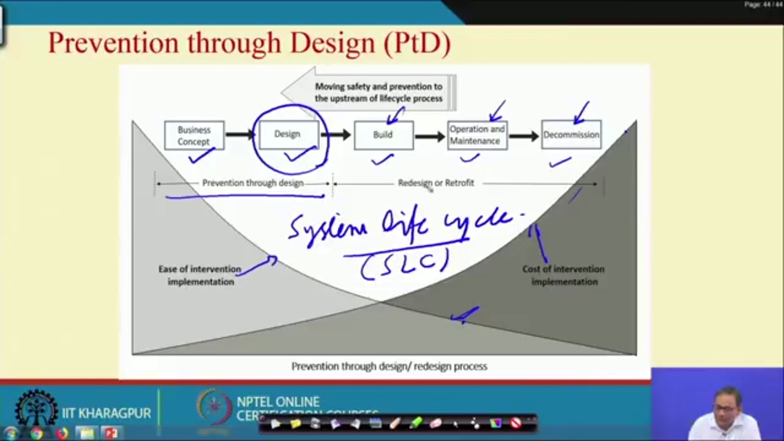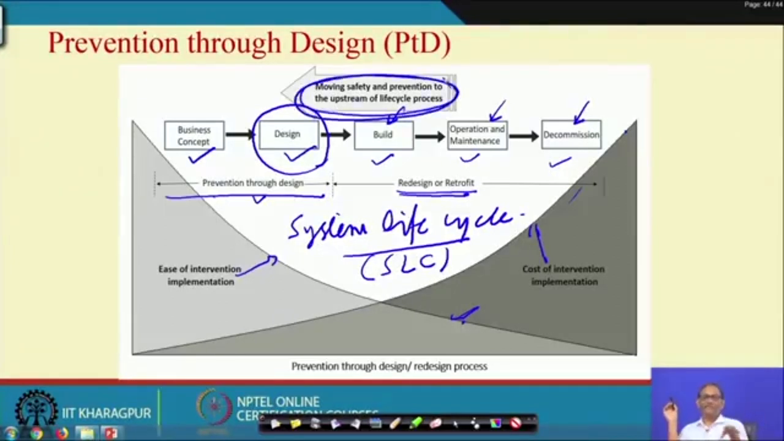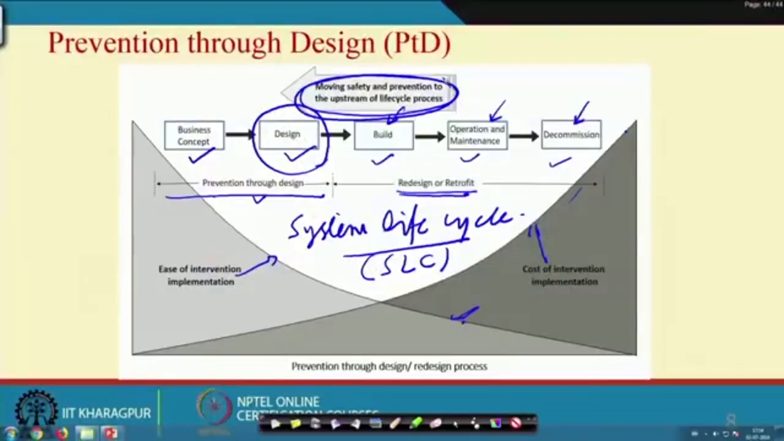So, whatever you do within this design, these are prevention through design, otherwise redesign or retrofit, and moving safety prevention to the upstream of life cycle, that is the work of a safety engineer. This subject is important because of this. Not because that during operation some accident has taken place and you want to analyze it and then say, okay, this has happened, it will not happen. That is the last resort.